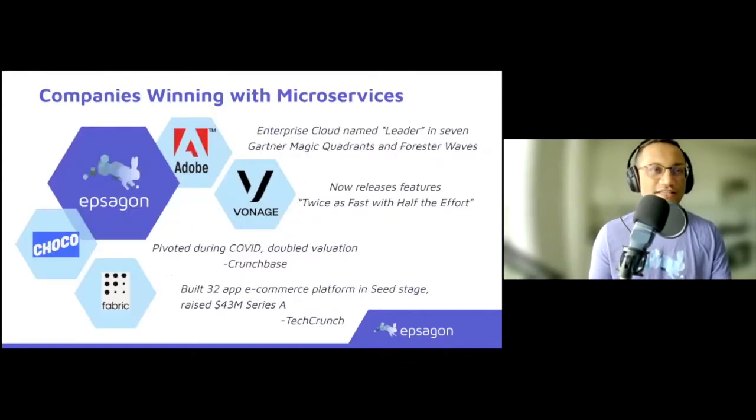With serverless and microservices, we have seen most of our customers or all of our customers benefit hugely. For example, Vonage now releases features twice as fast with half the effort. Choco, which is a small startup, has pivoted during COVID and doubled its valuation. So as you can see, the benefits of microservices are not restricted to a particular industry or a section or a size of a company. You can see the benefits throughout.